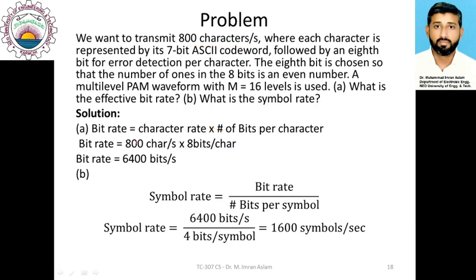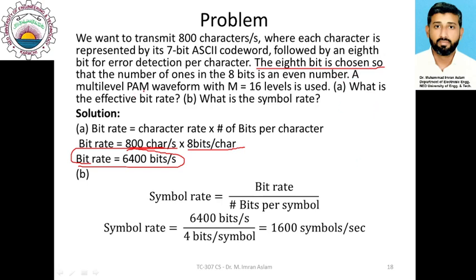We can easily see that the bit rate required will be 800 characters per second multiplied by 8 bits per character. So the overall bit rate required in this case is 6,400 bits per second. Secondly, the eighth bit is chosen so that the number of ones in the 8 bits is an even number. So this is the rule of the parity bit.